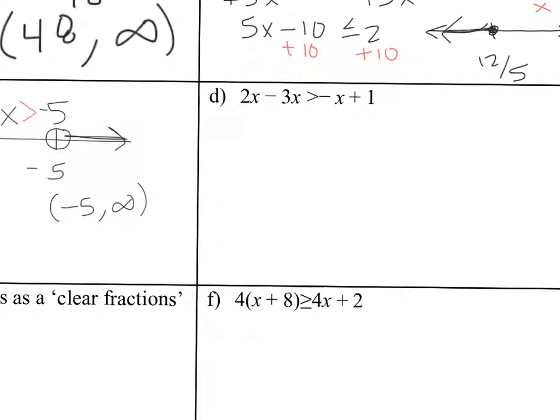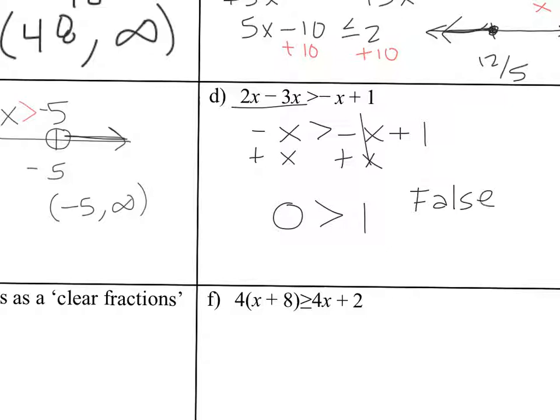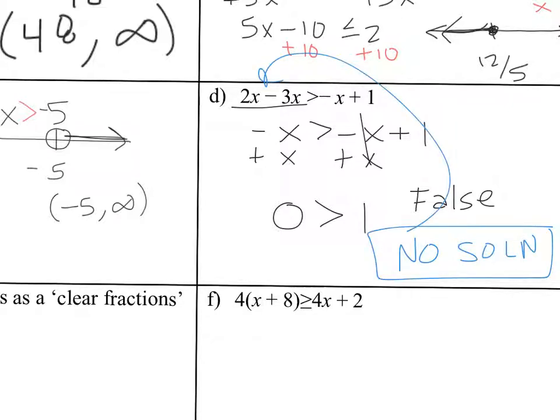Okay, letter D. I'm going to combine like terms, so I have -x is greater than -x plus 1. Now I'm going to get my x's on the same side, so I'm going to add x. So I have 0 is greater than 1. Okay, my variable dropped out. 0 is greater than 1 is a false statement. So when it's a false statement, there is no solution. There's no number you could plug in for x that's going to make that true. Just like we had equations with no solutions, we could have inequalities with no solutions.